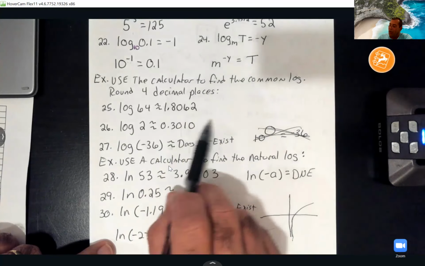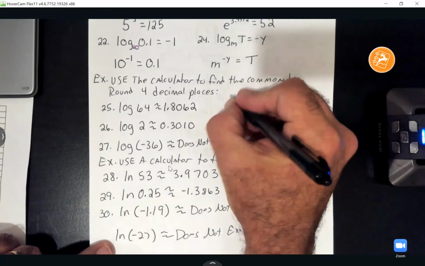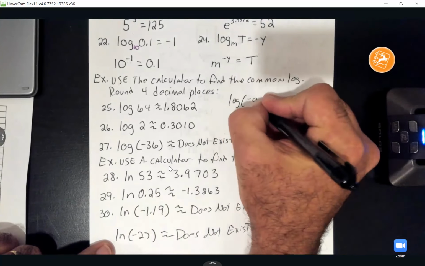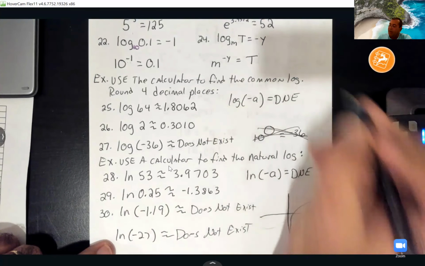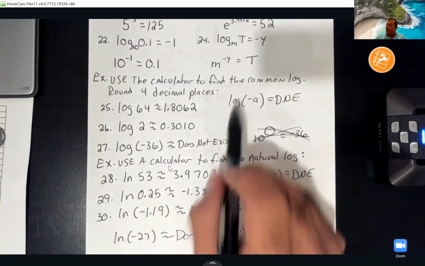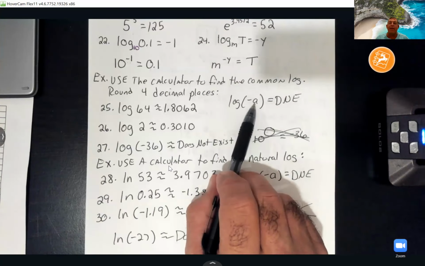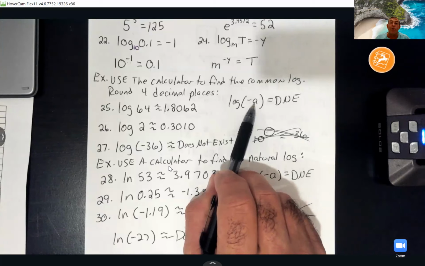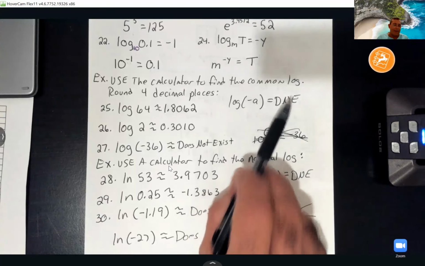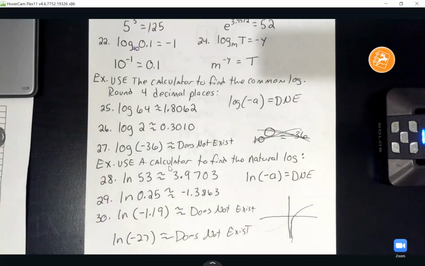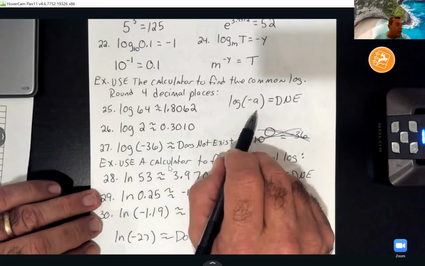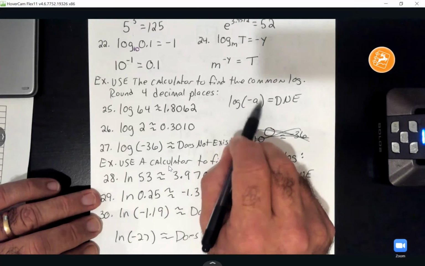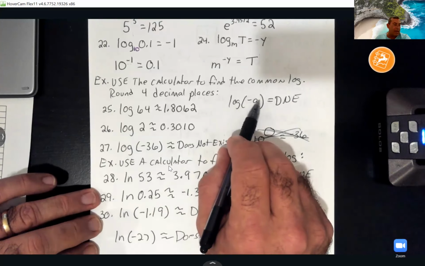Same thing up here on the logs, right? The log of any negative number, well, guess what? That's going to be does not exist. I don't care what them a's are, -5, -500, -1/3. It just ain't happening, okay? So it's only if it's a negative within the parentheses? Yeah. They should always give you this in parentheses if they're wanting it to be negative, okay?